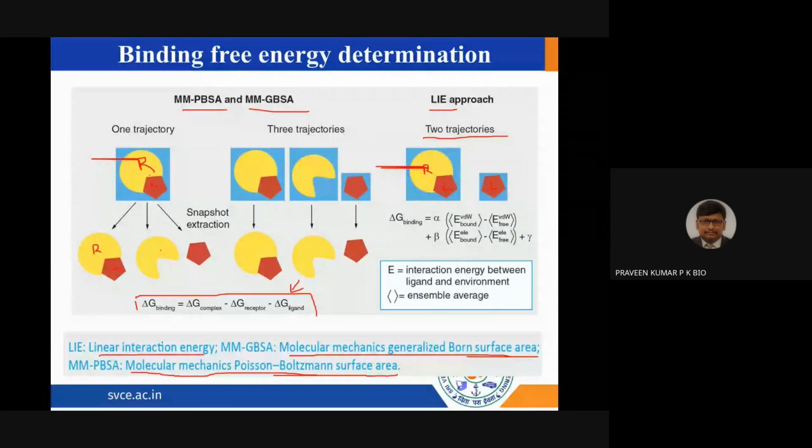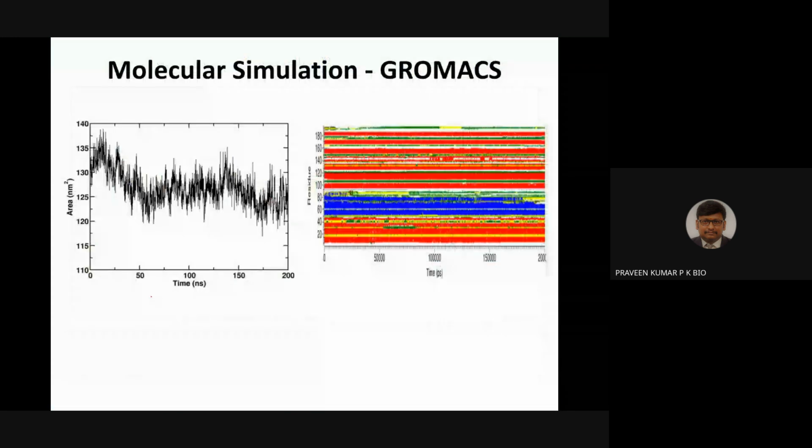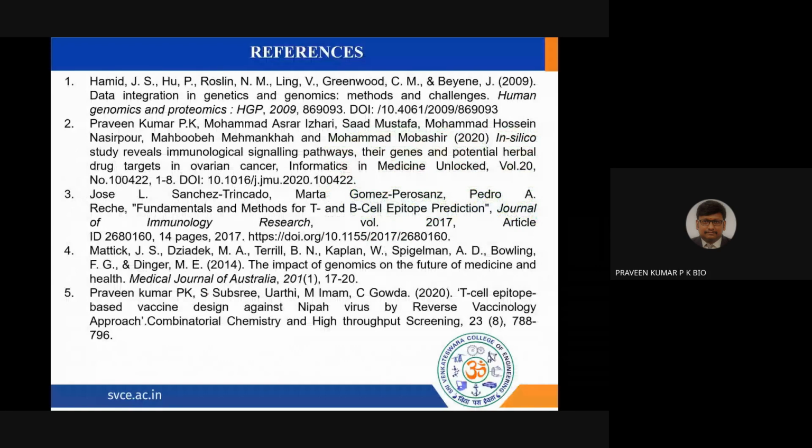In PBSA, you have one trajectory. GBSA has three trajectories, and LIE is going to use two trajectories. So two trajectories, just ligand and ligand-receptor. One trajectory, only the ligand-receptor alone. And three trajectories, you use all the three energies for calculation of the total binding free energy. Got it. From molecular simulation, we can also check the secondary structures and PBSA versus time. All these are also other outputs of Gromacs.